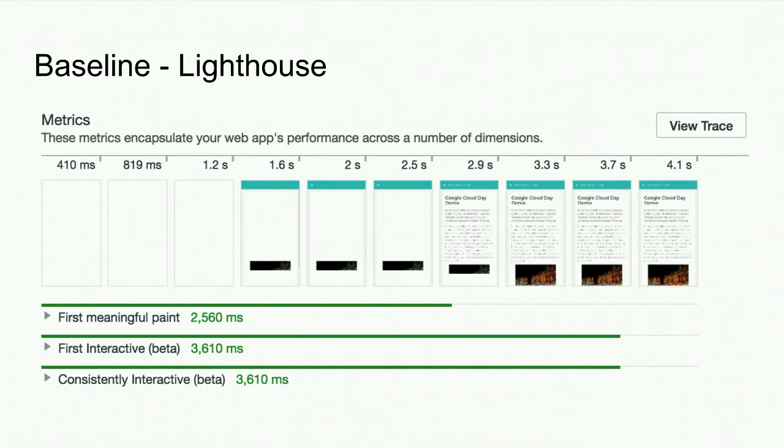As you can see from the timeline, time to first meaningful paint occurs when we've got the content on the page. So we've got the header, the title, and the HTML text. The image is still being loaded and was excluded for the scope of first meaningful paint. First interactive and consistently interactive are at 3.6 seconds, and they are identical because there isn't a lot of JavaScript occurring on this page.